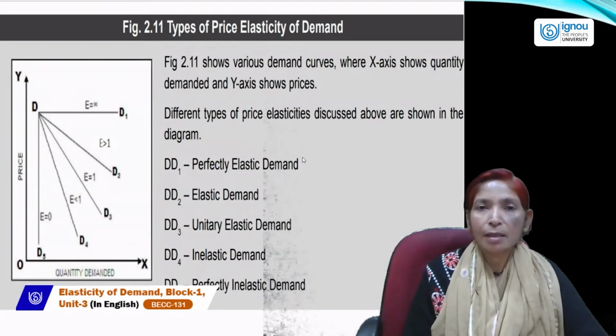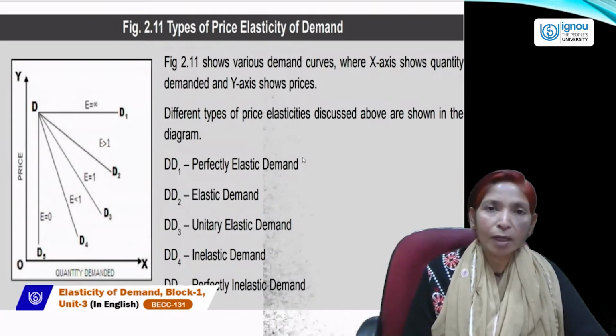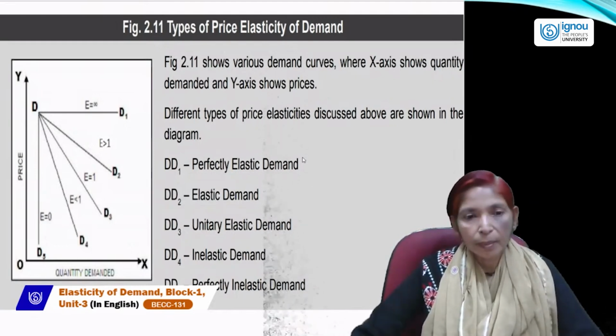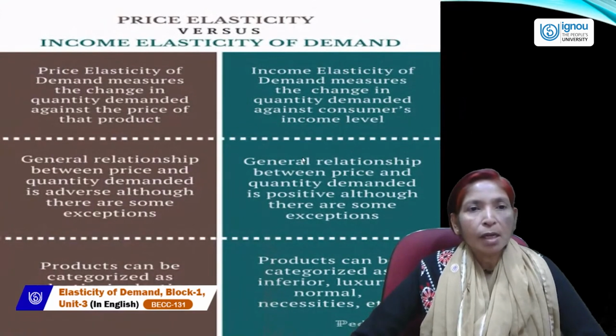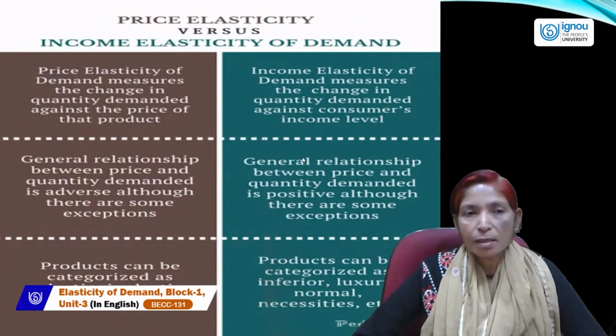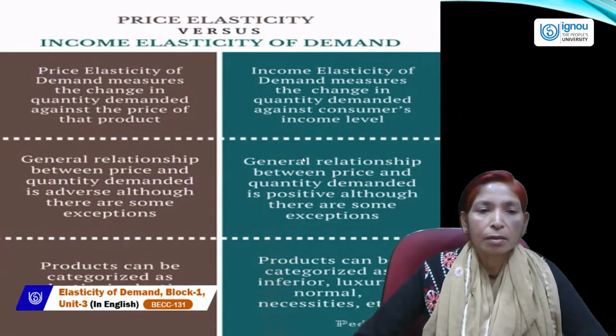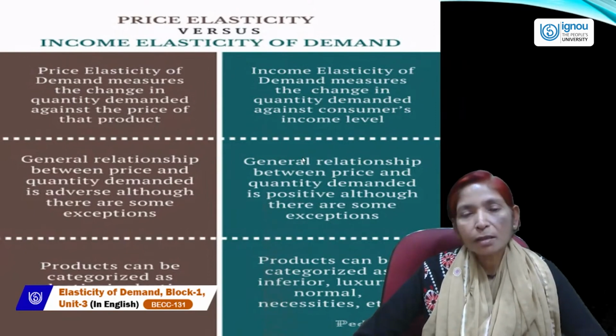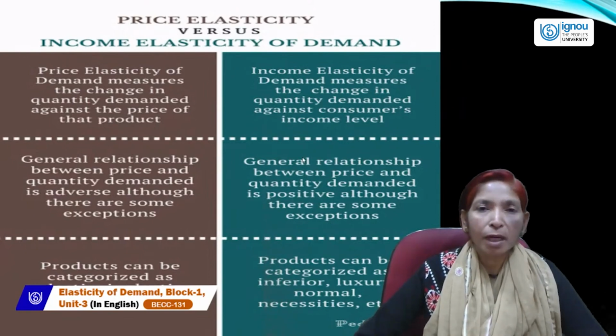D4 is showing less than elastic, so ED will be less than 1, and D5 is showing perfectly inelastic, so ED will be equal to 0. Next is price elasticity versus income elasticity of demand. What is the difference between price elasticity of demand and income elasticity of demand?